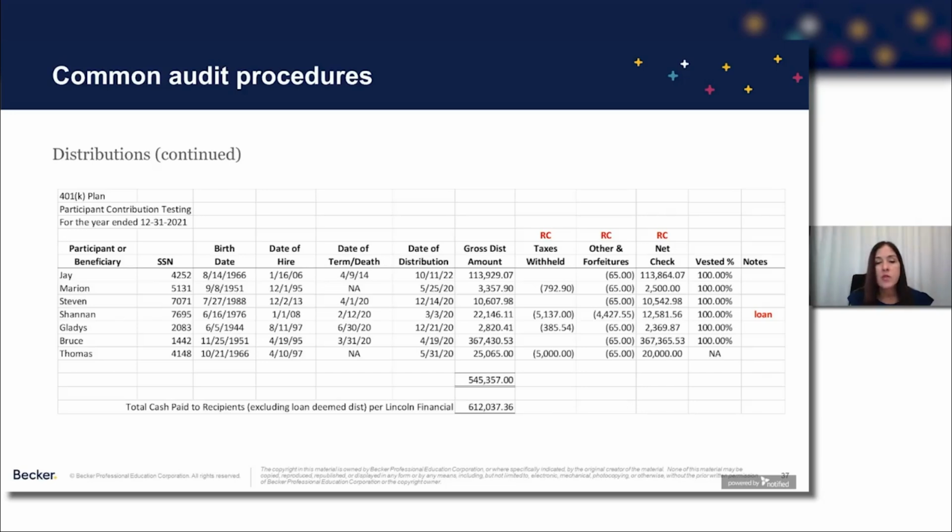Now, one thing that you don't see on here that I do want to emphasize is that when you are testing your distributions, you want to make sure that you are testing at least one of every different type of distribution, whether it's from termination or retirement or hardship or death. They all have different requirements and restrictions. So you want to make sure that you're testing at least one of every different type as part of your distribution test.